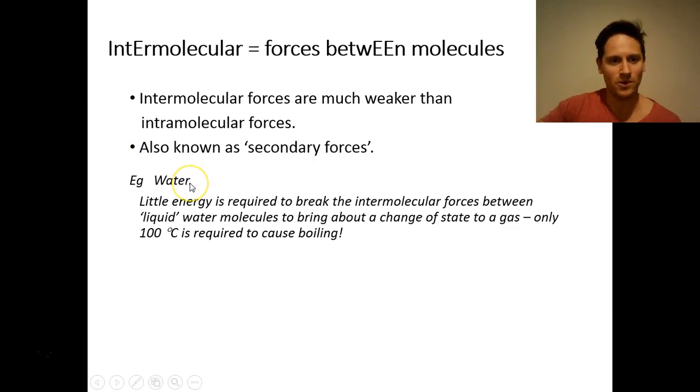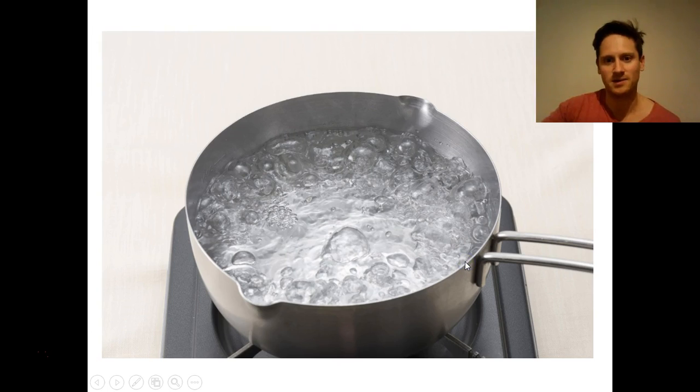If we go back to our water example, only a small amount of energy is required to break the intermolecular forces between water molecules. And that brings about a change of state. So that's turning liquid water into steam. Okay? And the temperature that's required is 100 degrees Celsius. So we've all boiled water before. Maybe you do the cooking at home. If you don't, maybe you should start doing that.